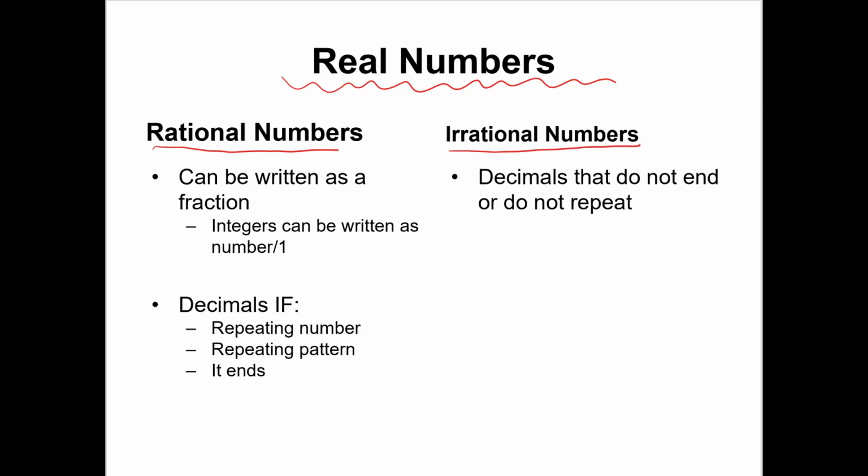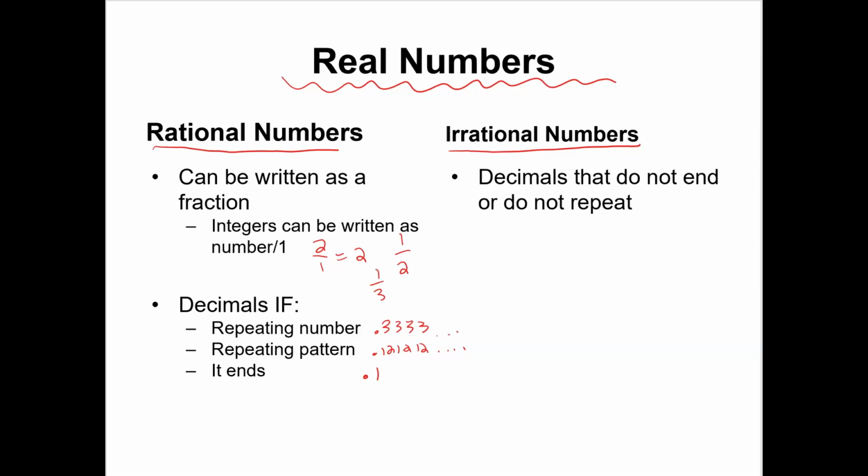Now, rational numbers can be written as a fraction. So integers can be written like 2 over 1. That's a rational number. Also 1/2, 1/3, negative or positive. It can also be decimals if they repeat. So like 0.33333, that's rational. Repeating pattern, 0.121212, that's rational. If it ends, 0.1, it is rational.